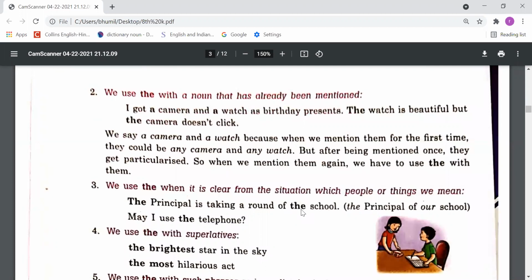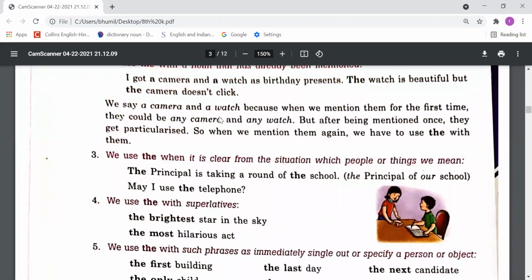Next, we use "the" with a noun that has already been mentioned. Things that have already been mentioned become definite things. That's why we should use the article with them. Like, I got a camera and a watch as birthday presents. The watch is beautiful, but the camera doesn't click. So you can see that in the second sentence we have used "the" with the watch and the camera, because we have already discussed the camera and watch. The first time we use "a", because at that time those things are not definite, those things were indefinite, right? So that's why in the second sentence we have used "the" with the watch and the camera.